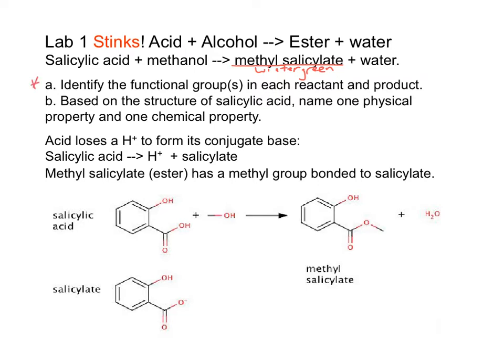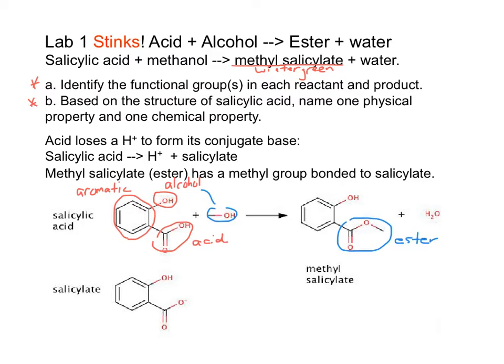Stop the video and answer these two questions. And the answers are: salicylic acid has three functional groups. The acid group reacts with the alcohol to produce the ester. For properties, look at structure. Salicylic acid has two polar functional groups, the alcohol and the acid, and the nonpolar aromatic group. This combination of functional groups makes salicylic acid slightly soluble in water.